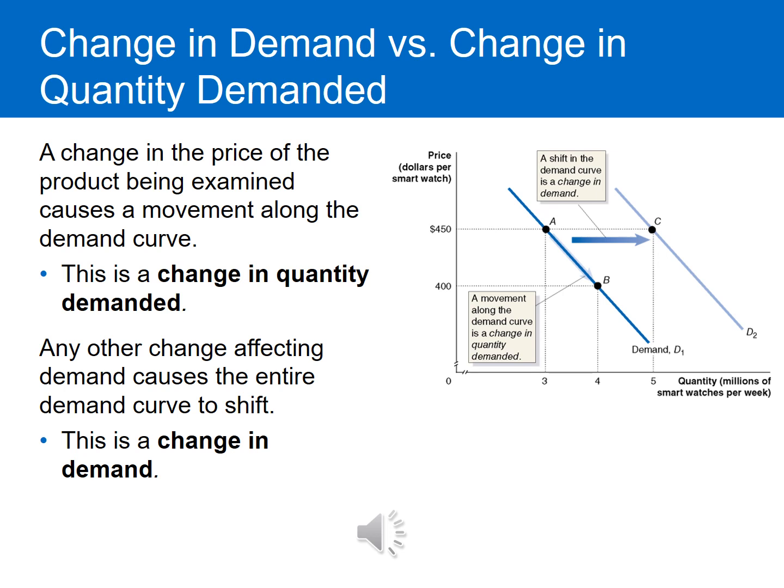So at $450, the price is staying the same, so it's still at $450. We're moving from point A on the first demand curve, D1, so that's 3 million units. When the demand curve shifts out to D2 and the price stays the same, we're going to stay along that price to where it intersects the demand curve, so that will be point C, 5 million smartwatches per week. This is the difference between a change in the quantity demanded, movement along the demand curve, and a change in demand, or a shift in the demand curve.